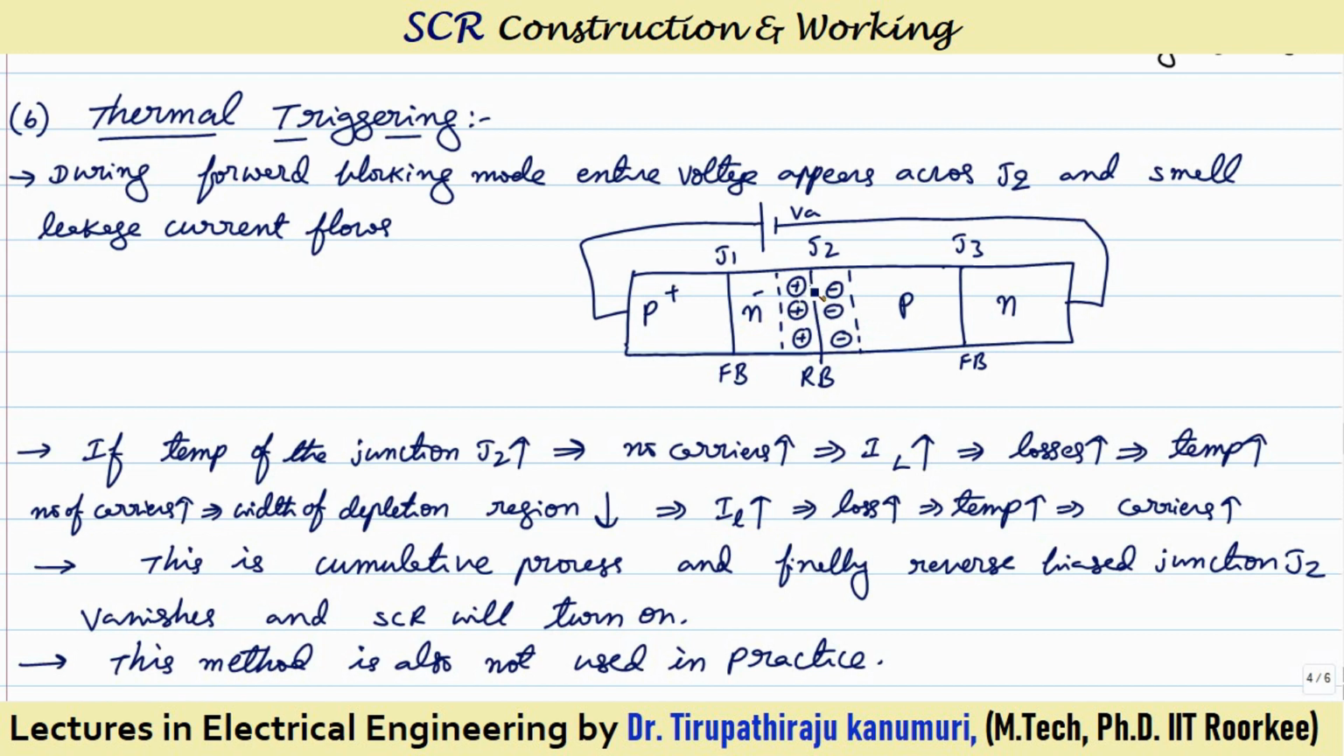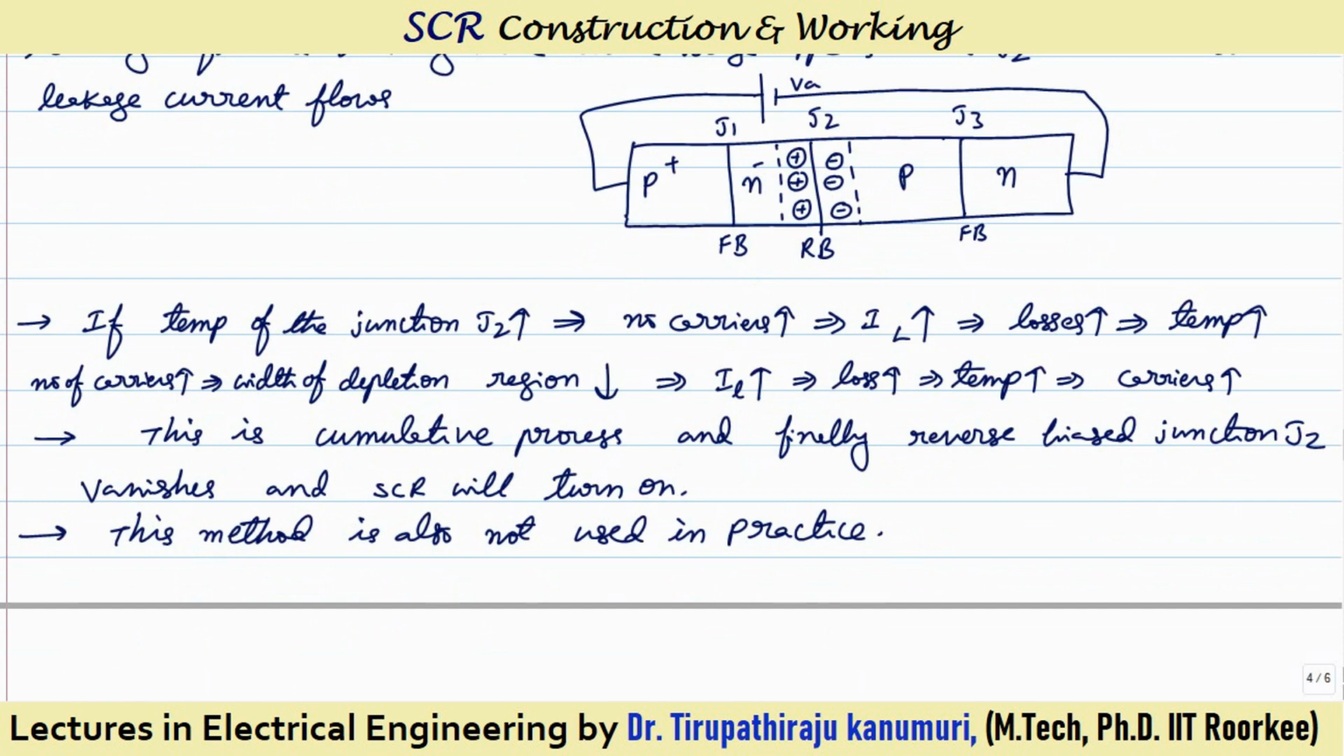When the temperature is higher, again more carriers are generated. When more carriers are generated, more recombination happens, and again the junction width decreases. As a result, again more current passes. So this is like a cumulative action, and finally that junction J2 will vanish and your SCR will turn on.